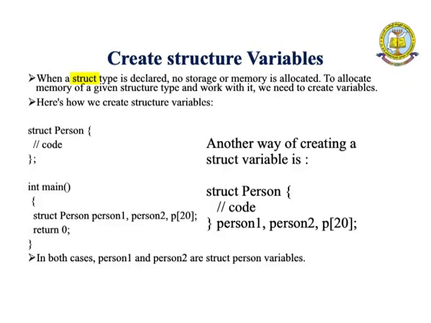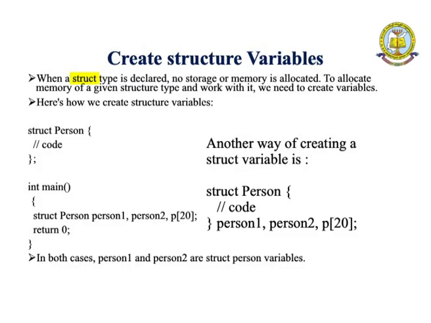How to create structure variables? Whenever a structure type is declared, no memory or storage is allocated, because we have seen struct person, char name, int citizen number, float salary. Whenever we declare like that, no memory will be allocated for that. The memory will be allocated only whenever we create a variable for that structure.